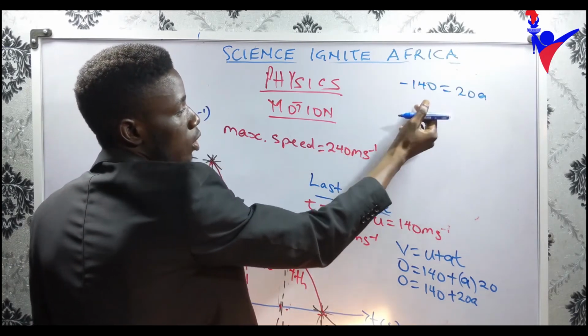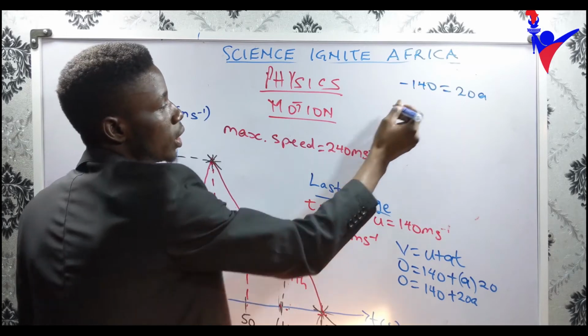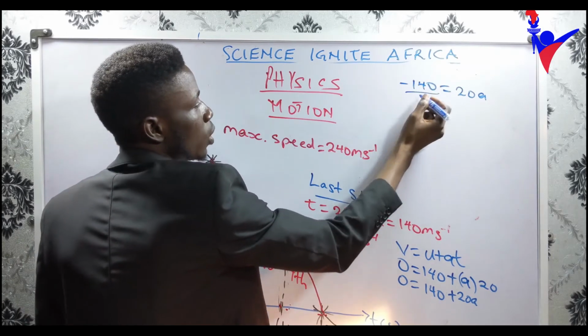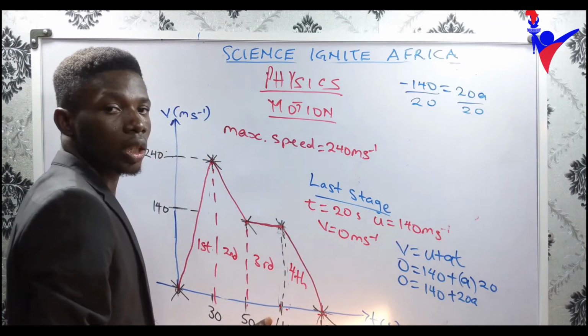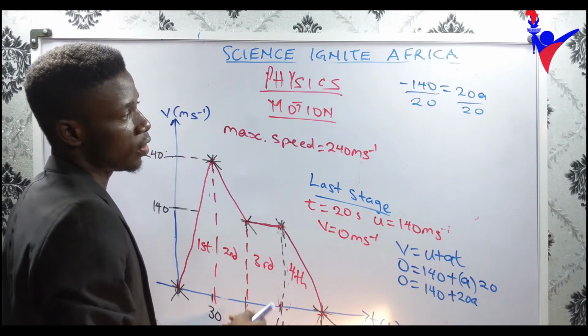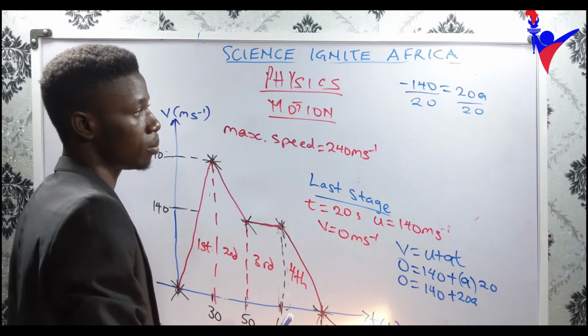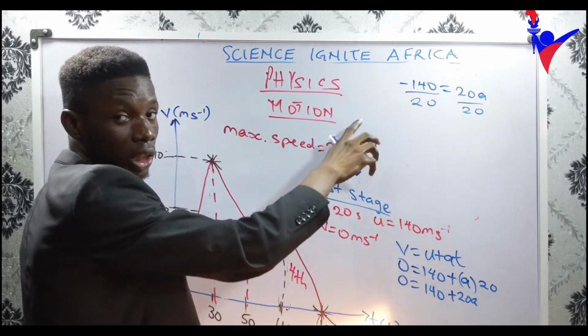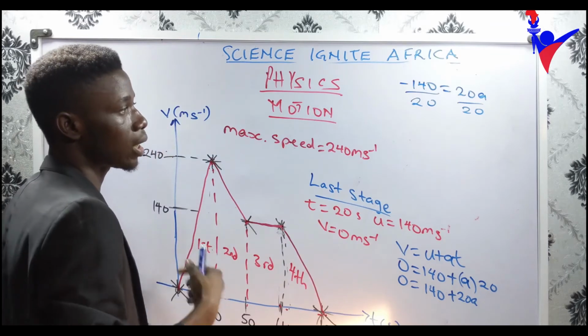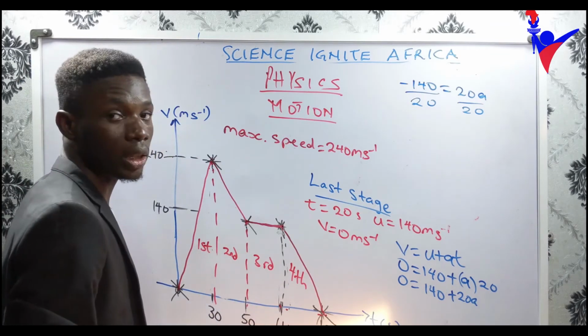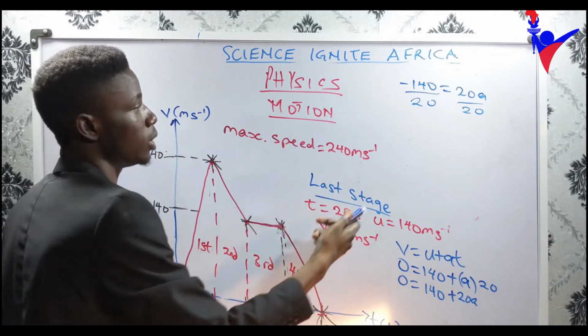I'll divide both sides of the equation by 20. Mind you, it's a theoretical question. If you are doing a theoretical exam, a written exam, what I just said now, by dividing both sides by 20, you have to write that down so that the marker can know what you are thinking in your mind. But if it's an OBJ question, you can skip the writing.